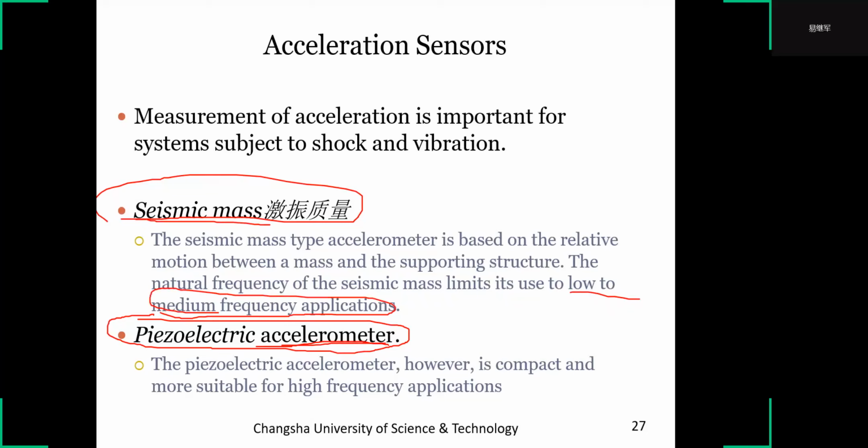The piezoelectrical accelerometer, the piezo, is compact and more suitable for higher frequency applications. Piezoelectrical accelerometer for high frequency. This seismic for low to medium frequency.